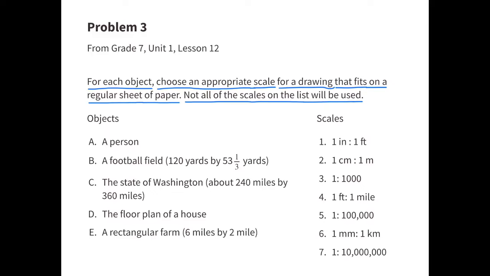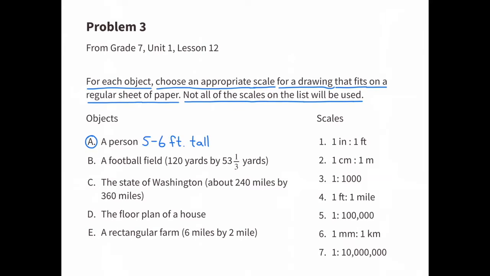Number 3. For each object, choose an appropriate scale for a drawing that fits on a regular sheet of paper. Not all of the scales on this list will be used. A, a person. Well, the average height for an adult person is probably between 5 and 6 feet. A 1 inch to 1 foot scale would work. A 6 foot tall person would be drawn 6 inches tall on the scale drawing.